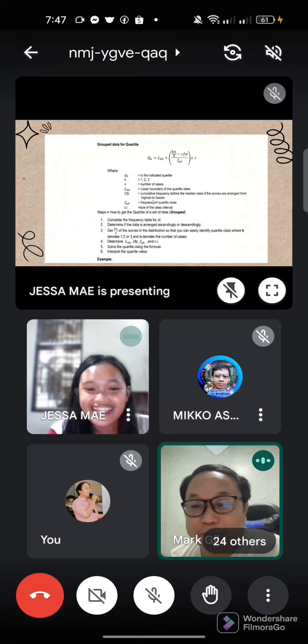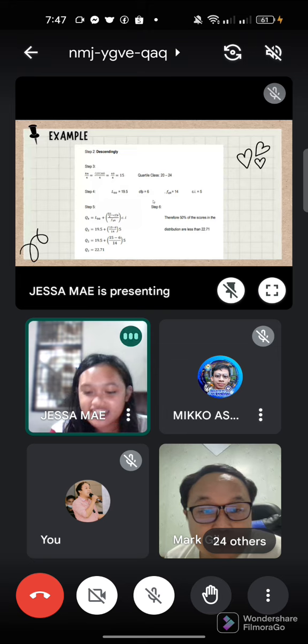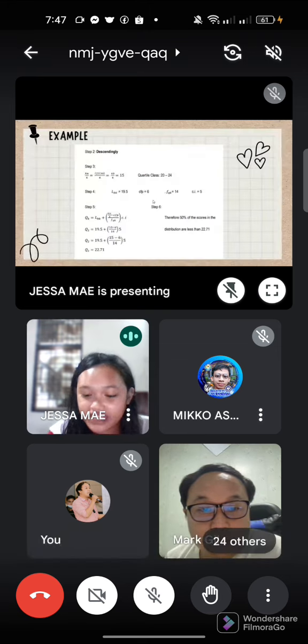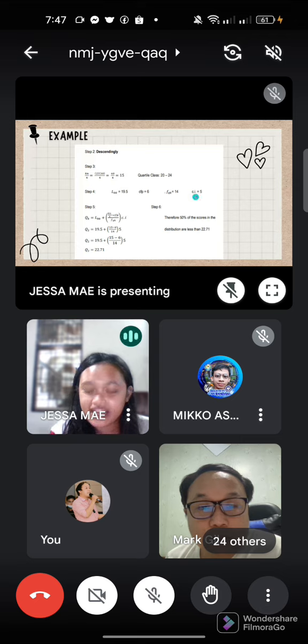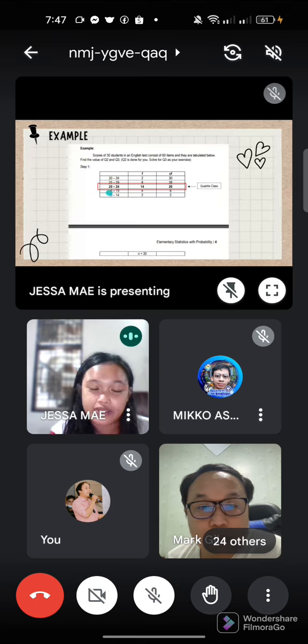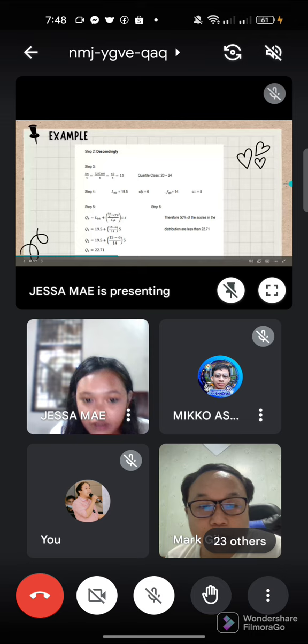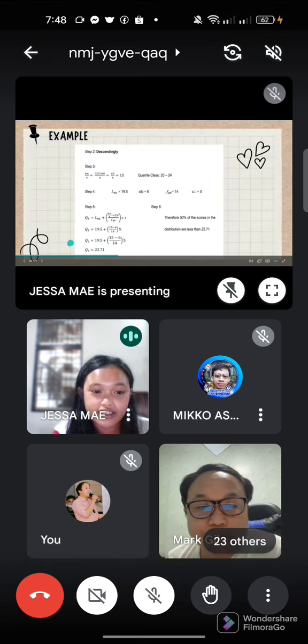Okay, continue. Then, the cumulative frequency is 6. The frequency of the quartile class is 14. Then the class interval is 5, since 20 to 24 has a size of 5. Then step 5 is to get the quartile of the grouped data.